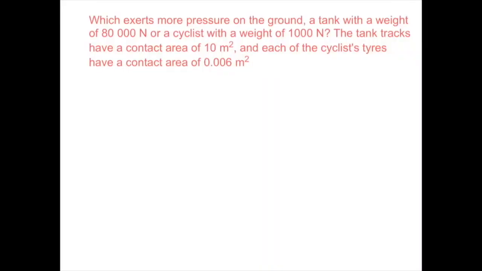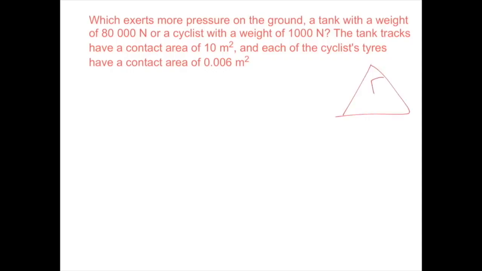Here I'm looking at a question: which exerts more pressure on the ground, a tank with a weight of 80,000 newtons or a cyclist with a weight of 1,000 newtons? The tank tracks have a contact area of 10 metres squared, and each of the cyclist tyres have a contact area of 0.6 metres squared.